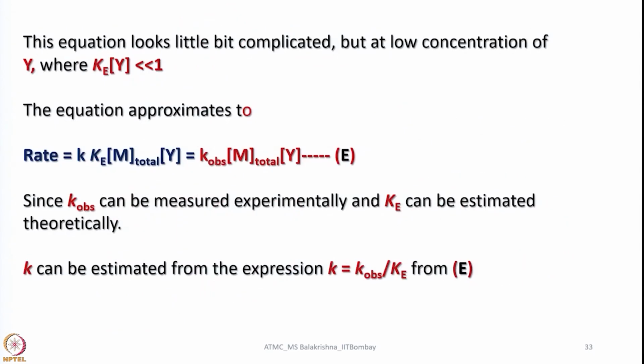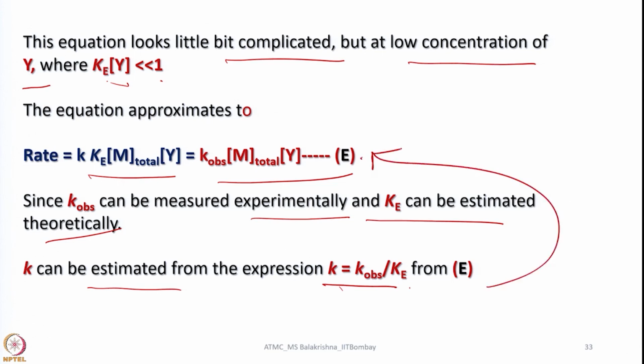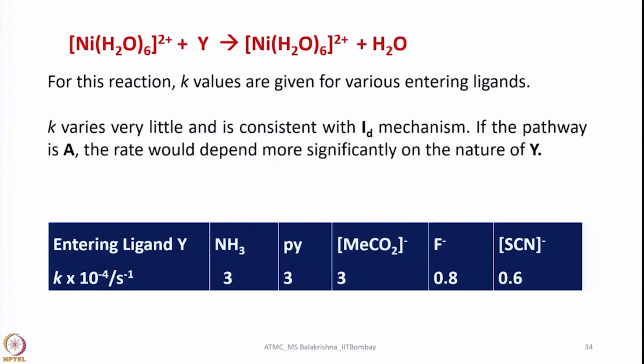The equation looks a little bit complicated, but at low concentration of Y, where Ke Y is much less than 1, the equation simplifies into this one. Since K observed can be measured experimentally and Ke can be estimated theoretically, K can be estimated from the expression K equals K observed over Ke, from this equation. So, eventually you can determine it.